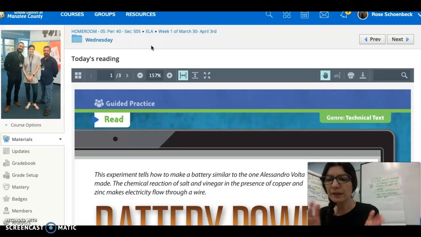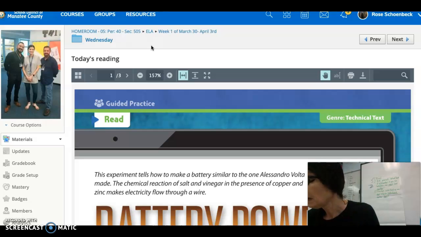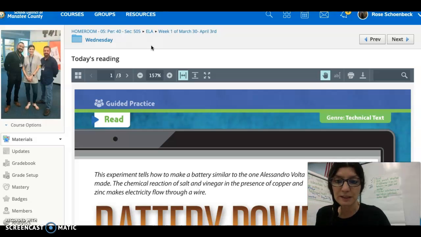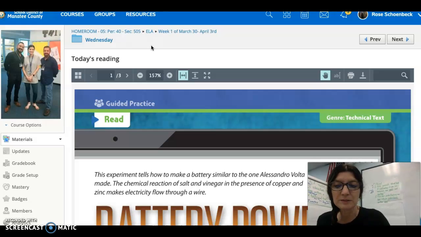So the author organizes this text. He listed the instructions in a sequence, beginning with the first step in the process and ending with the last step in the process. Okay? So I want you to remember that today's technical text is what you need to read, and when you're done with this, then go in and complete the other assignments for today.